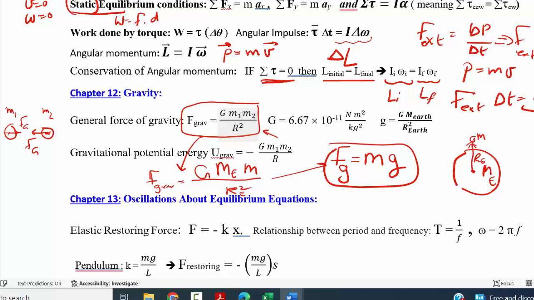And we can prove it. If you take m here, this is m here, and G times the mass of the Earth divided by the radius of the Earth squared will give you g. This is actually equal to 9.8 meters per second squared. So actually, the equation of weight, which is force due to gravity, is a special case from the universal law of gravity.